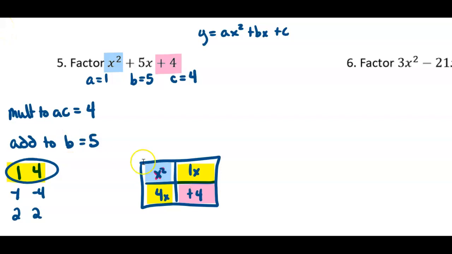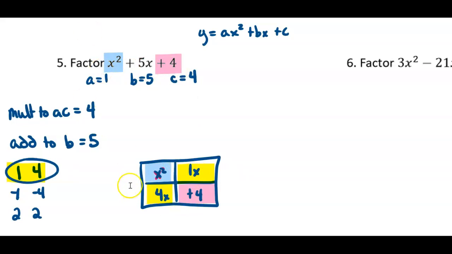So technically, what I have in the box is the same thing as right here. Here's x squared. Here's the plus 4. And then 1x plus 4x is 5x. So this box is the same as what I started with. I've changed how it looks, but it still means the same thing.